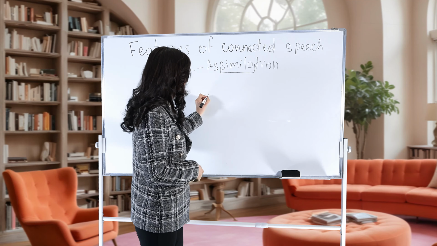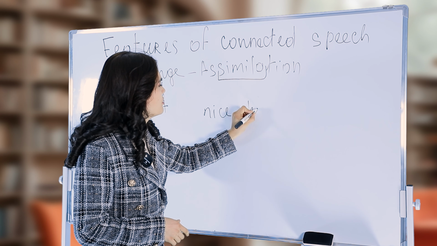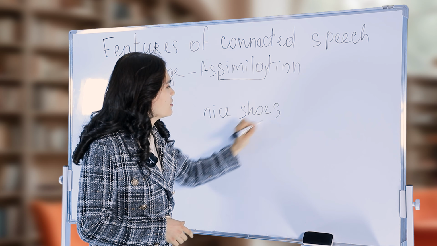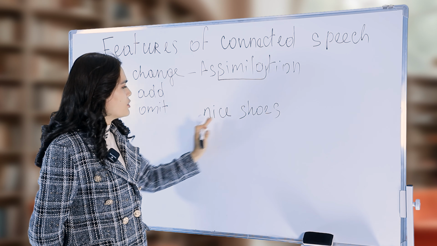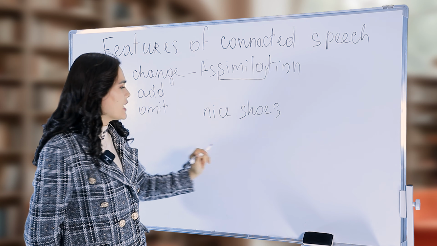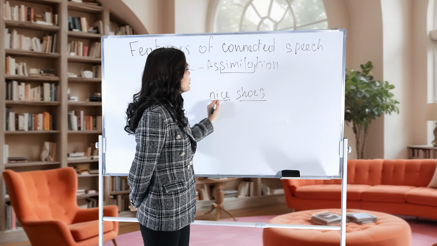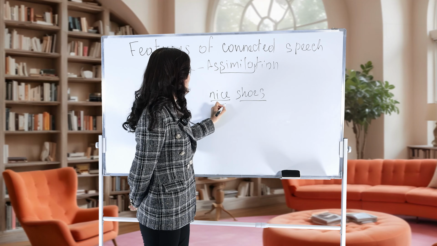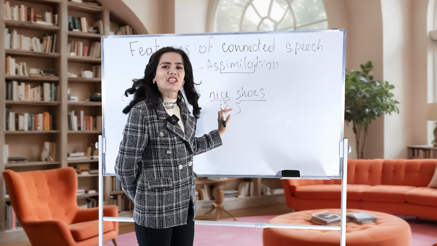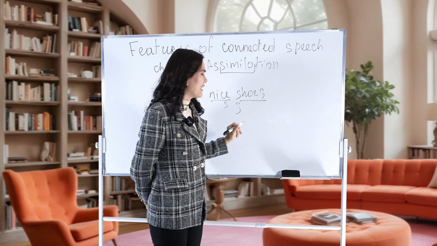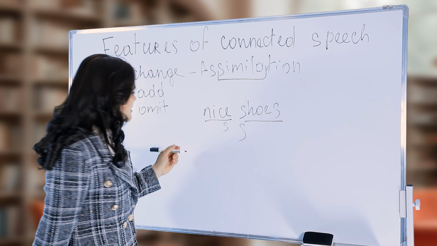So for example, I've got nice shoes in my wardrobe. If you pronounce these two words individually, you pronounce it nice and shoes. But when you connect them, the sound becomes sh. I've got nice shoes. Yeah? Okay, let's move to the next example.